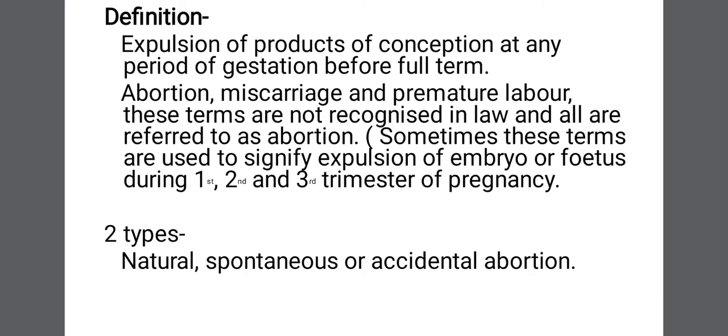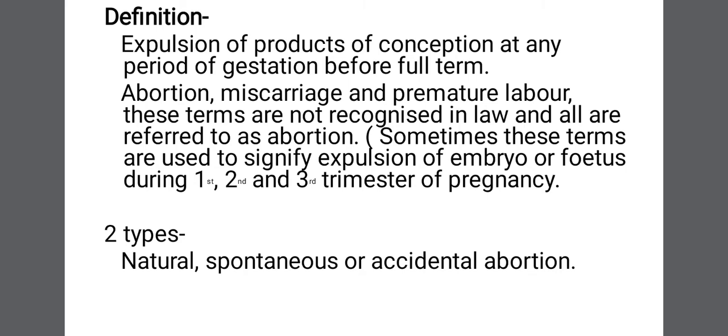Abortion, miscarriage, premature labor: these terms are not recognized in law and all are referred to as abortion, but sometimes these terms are used to signify the expulsion of embryo or fetus during first, second and third trimester of pregnancy. If the expulsion of the uterine contents has been performed in the first trimester, during the first 3 months of the pregnancy, it is called abortion.